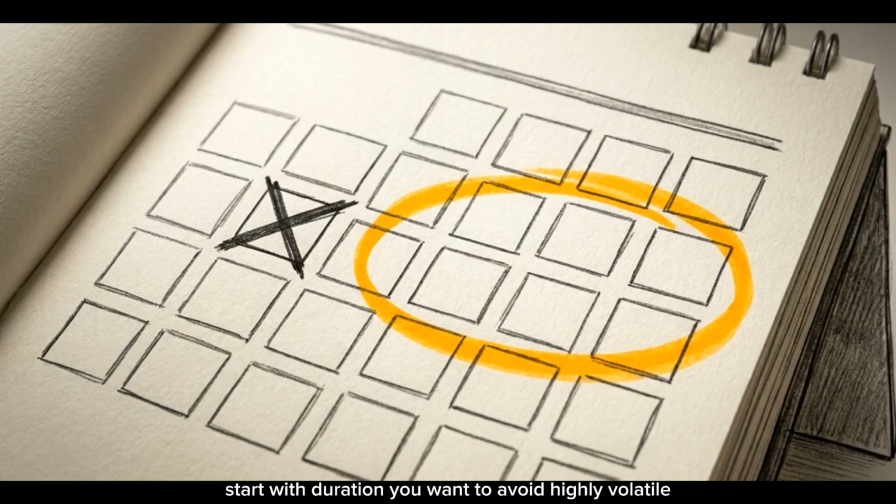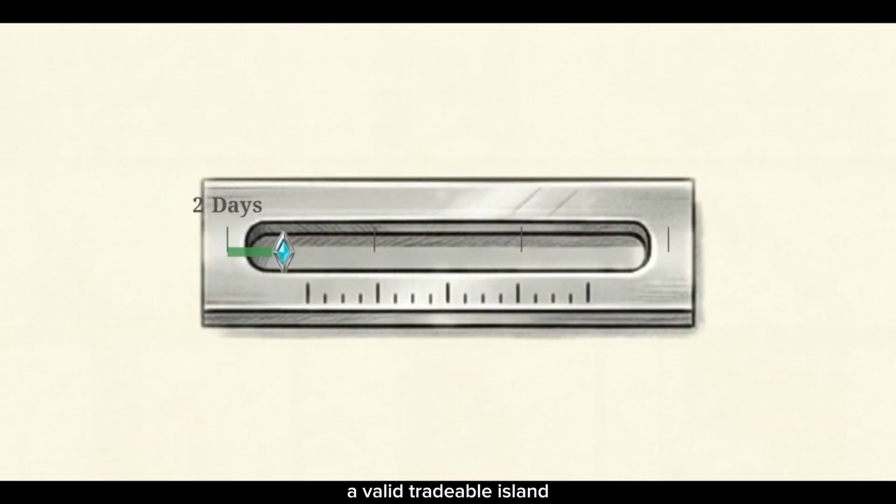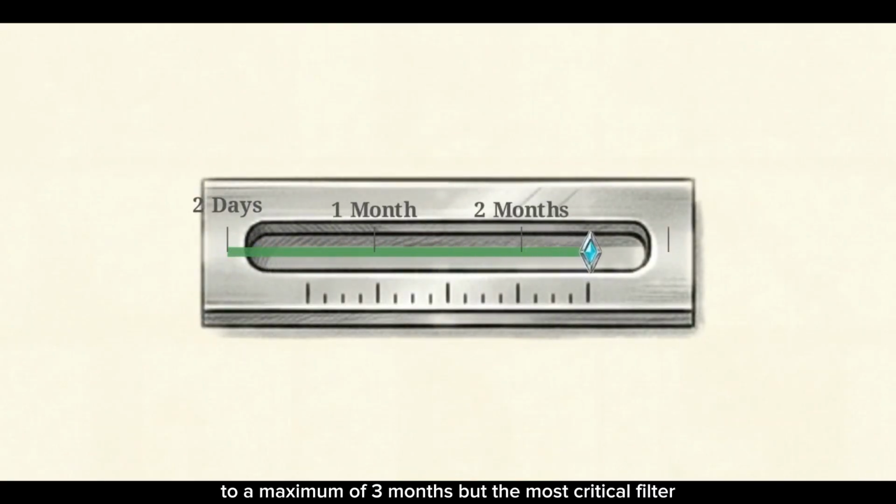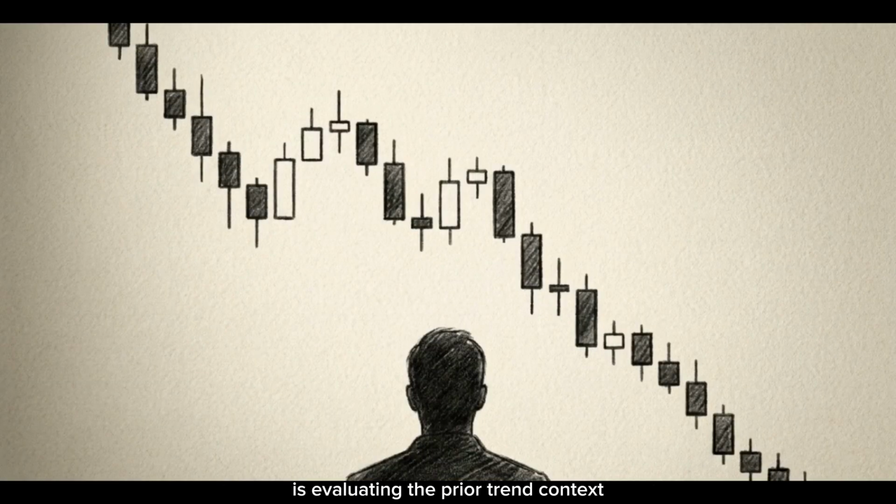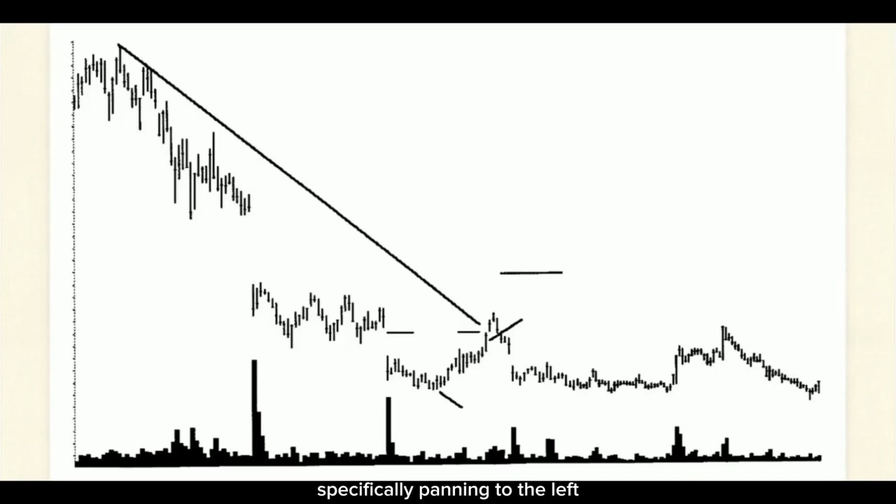Start with duration. You want to avoid highly volatile one-day reversals entirely. A valid, tradable island should last anywhere from 2 days to a maximum of 3 months. But the most critical filter is evaluating the prior trend context. Look at this chart again, specifically panning to the left. A reversal pattern must actually have a prior price trend to reverse. Here, we see a steep multi-month decline, leading straight into the island.